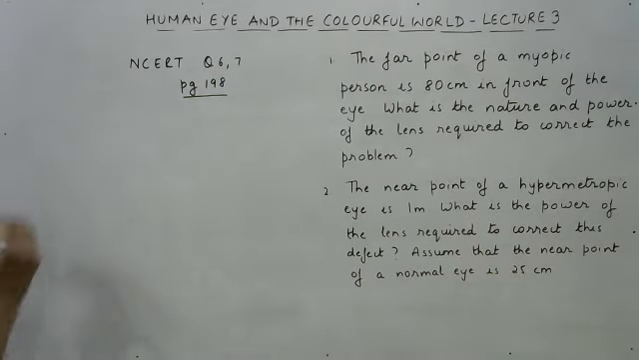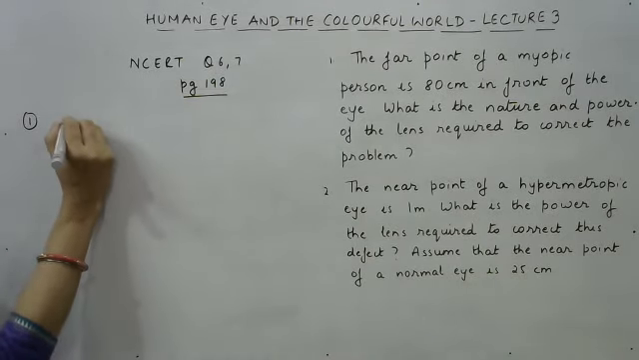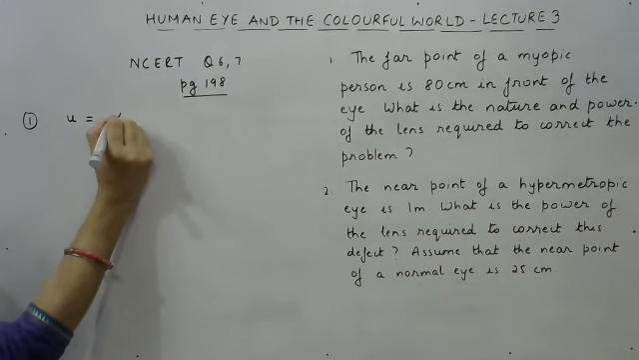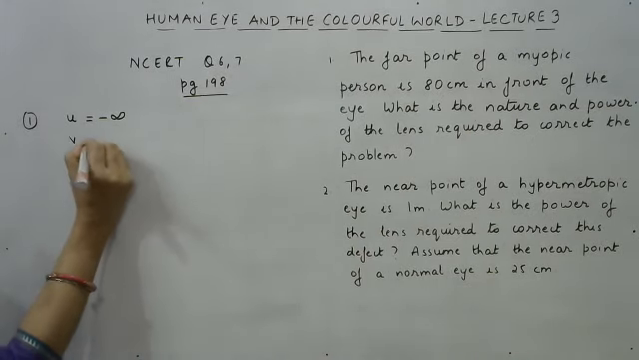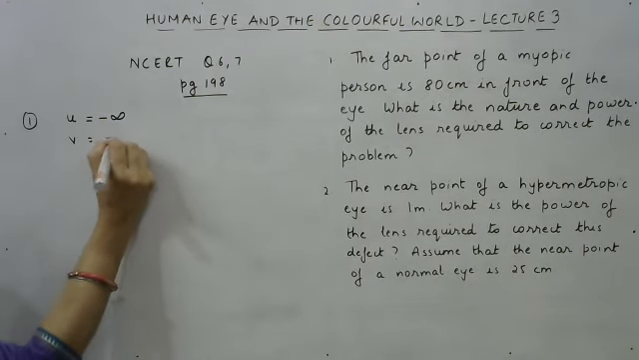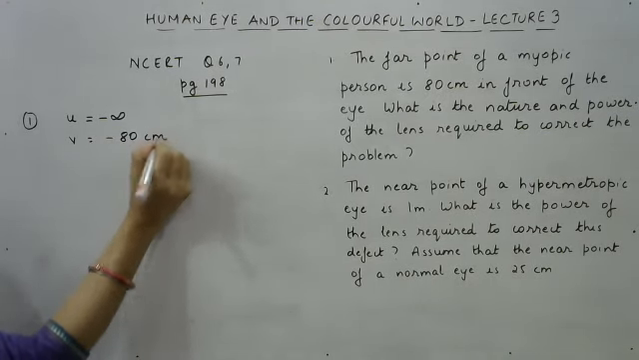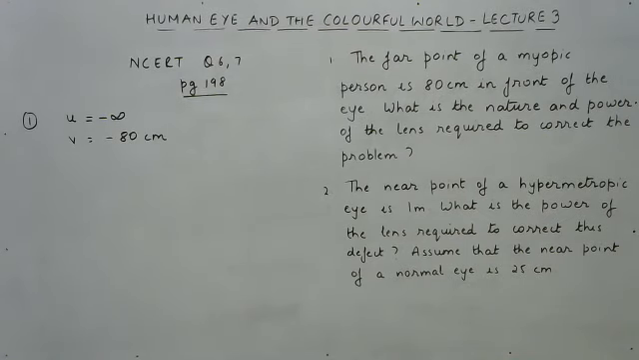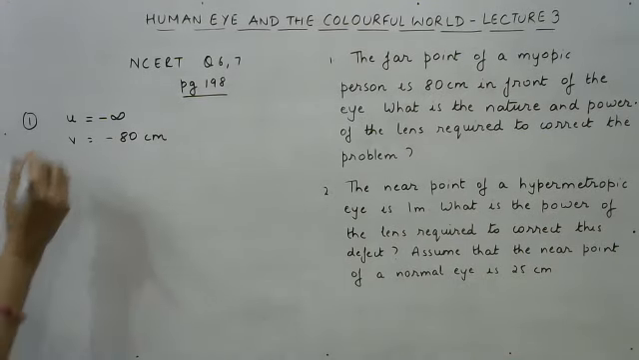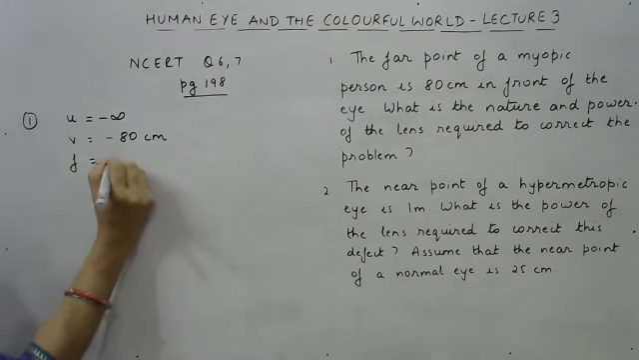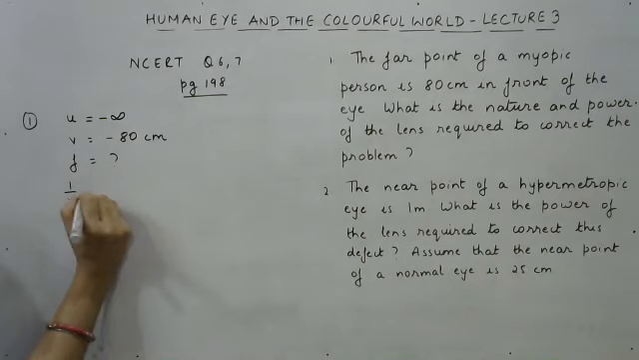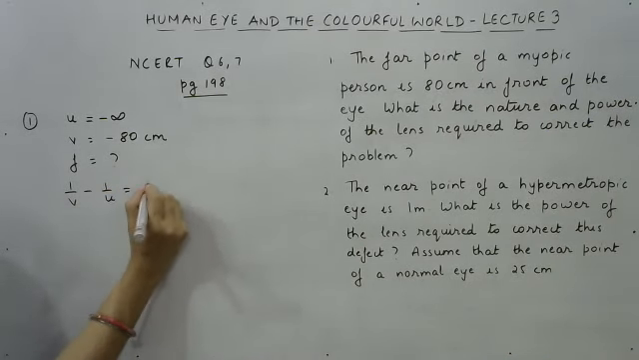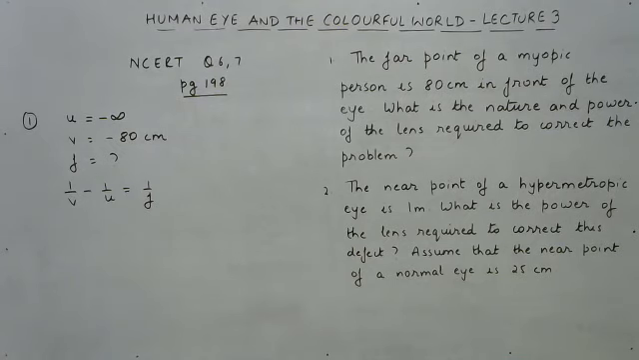So we assume that this is the first question on the board. We assume that the object is placed at infinity, so I'll be putting a minus sign over here because u is always negative. Then v is the distance that is given to you. And just remember that in such numericals, v also has to be taken as negative. This you have to remember. Using u and v, we can calculate f by using the lens formula. The lens formula is 1 upon v minus 1 upon u is equal to 1 upon f.